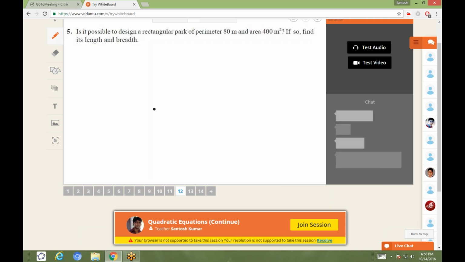This equation will have two equal roots. Fine. And solve for that.